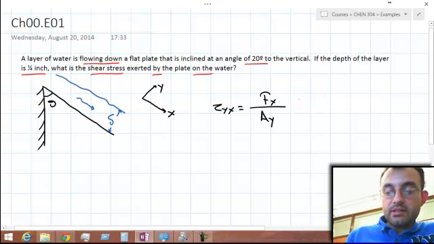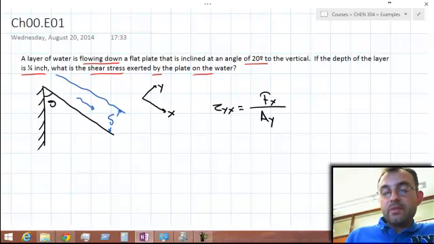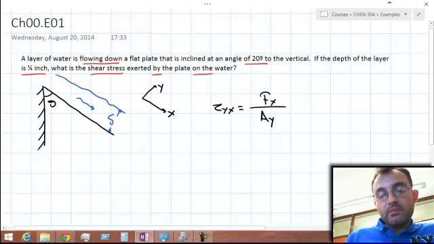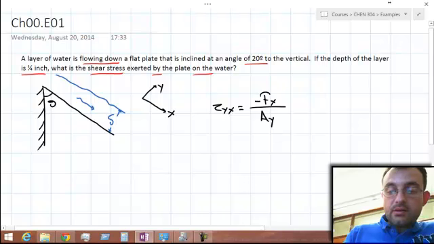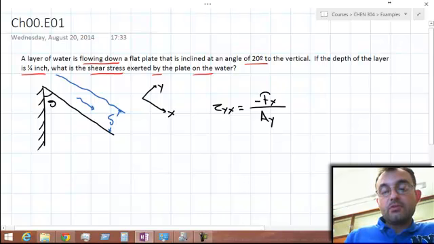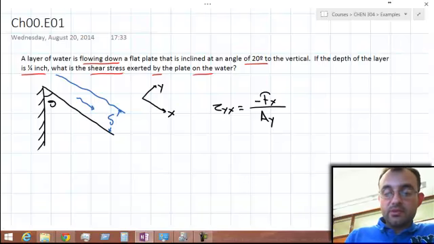Now keep in mind that this area is for the wet plate, which is not obvious in this graph, this schematic. Another tricky point is that we are looking for the force exerted by the plate on the water, and this one is negative. Why? Because the water is applying a force on the plate along with the water flow, so the plate is applying a force on the water in the opposite direction.